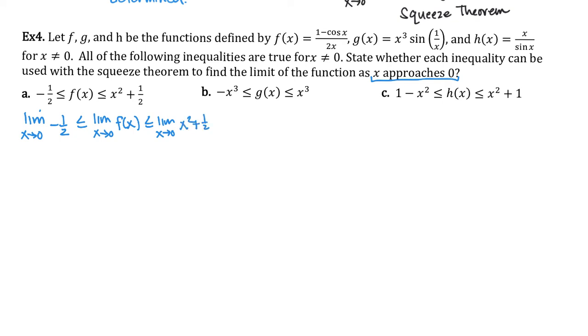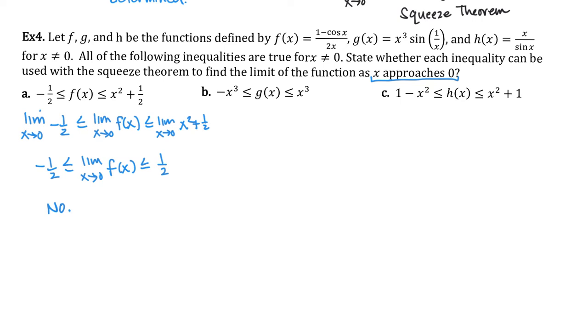Okay, now the limit as x approaches 0 of negative 1/2 is negative 1/2. The limit as x approaches 0 of x squared plus 1/2: if I do direct substitution, that would be 0 squared plus 1/2, which would be 1/2. So this helps me determine that negative 1/2 is less than or equal to the limit as x approaches 0 of f of x, which is less than or equal to positive 1/2, which is not enough information for me to use the squeeze theorem to determine the actual limit. So in this case, can we use the squeeze theorem? No.